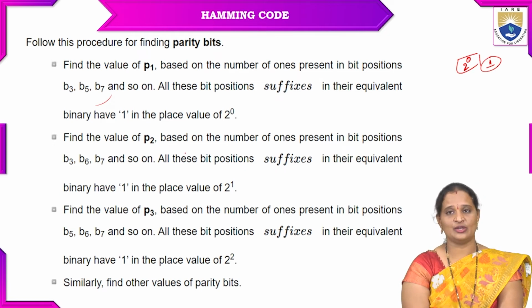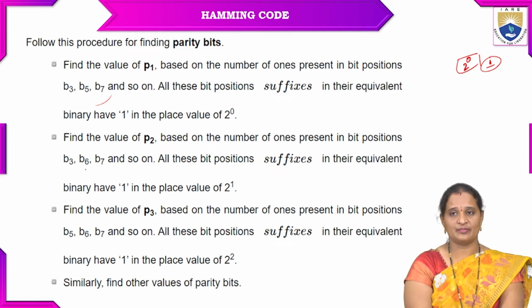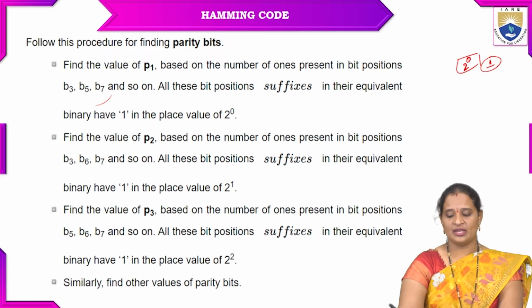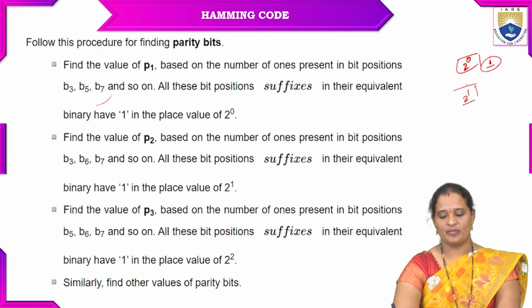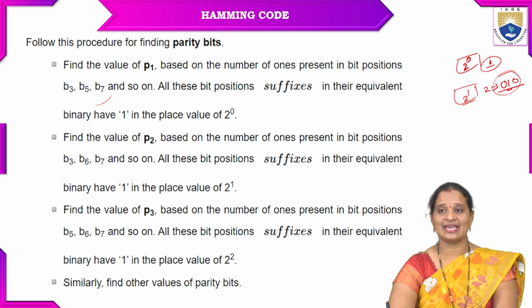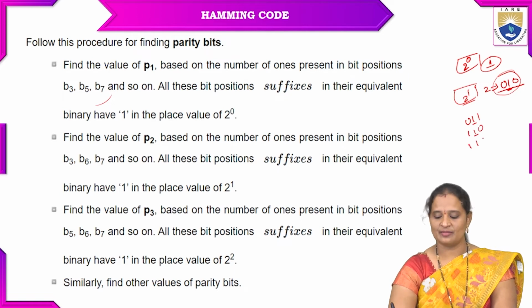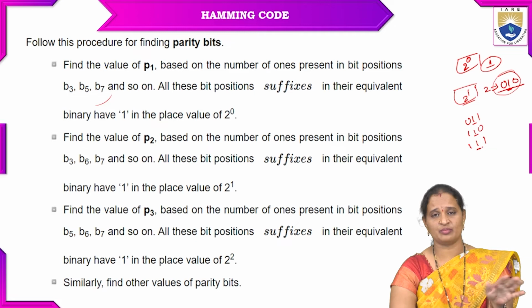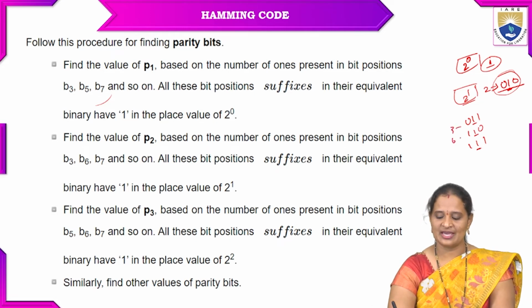And parity bit P2. The value of P2 can be decided by considering the bit position values B3, B6, B7. Why? Because P2 is placed in 2 power 1, which is 2. What is the binary equivalent of 2? 0, 1, 0. So now we need to check all the positions which have their second bit as 1. For example, 0, 1, 1, whose second bit is 1. Next 1, 1, 0, whose second bit is 1. And 1, 1, 1. So it is 3, 6 and 7.